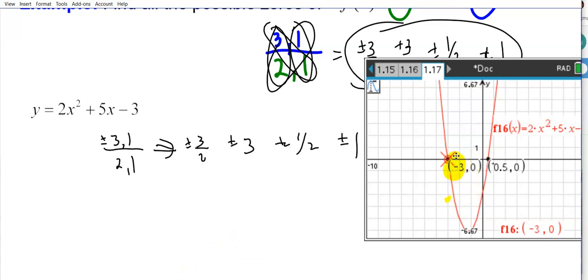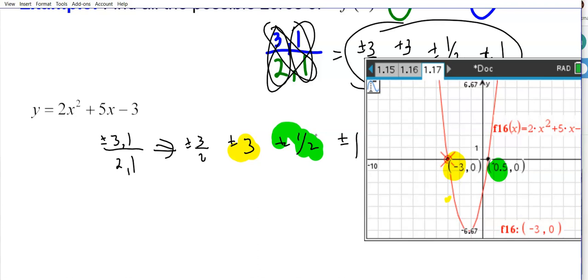There we go. -3 is that one. And one of the solutions is 0.5, which is positive 1/2. So we see that we have two rational solutions for this problem, and guess what? They were on our list of possible rational solutions.